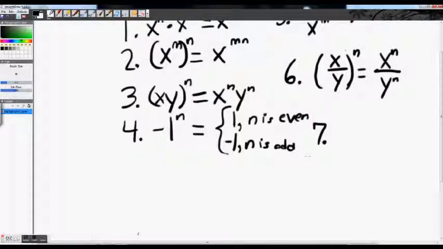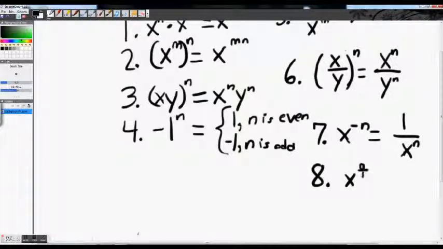And then the other one concerns a negative exponent and then a fractional exponent. We have x raised to the negative nth power. That is equal to 1 over x to that power. And if we have x to the, let's say, a over b power, that is equivalent to taking the b root of x to the a power.